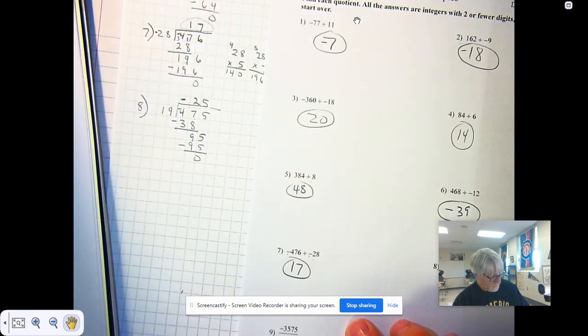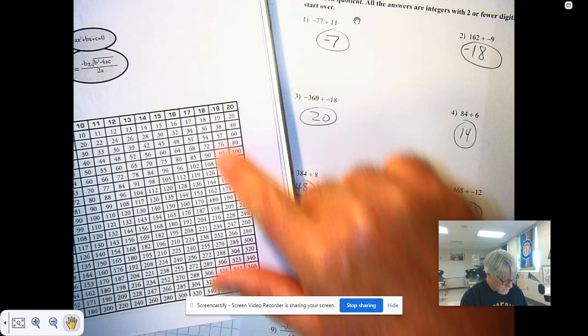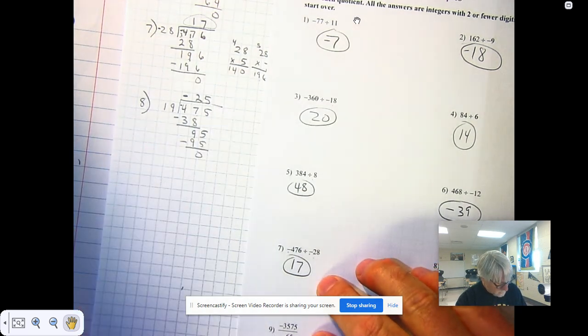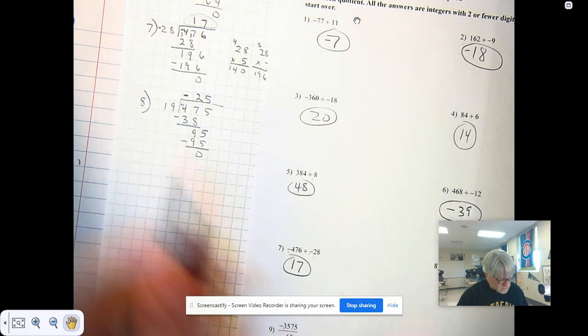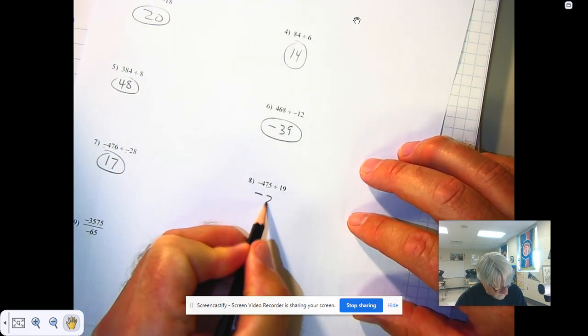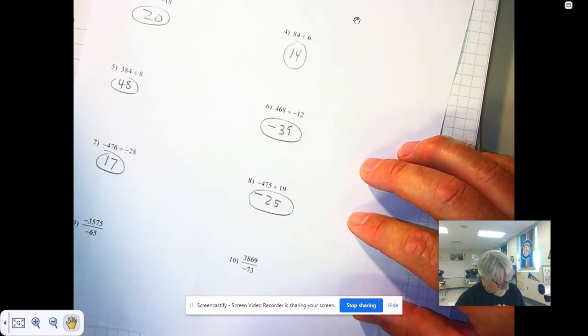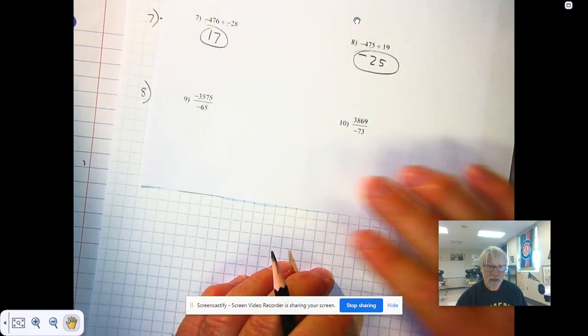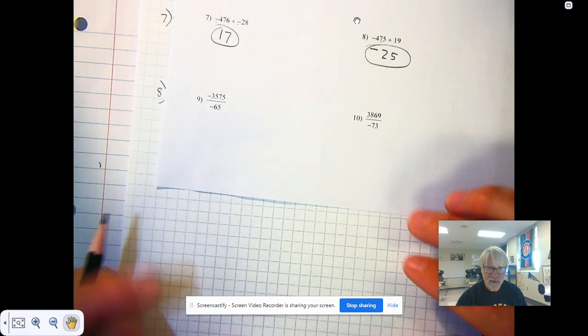I brought down the 5. I looked under the 19. 5 times 19 was 95. Subtracted. Had nothing left. So I know my answer, again, is negative because the signs are different. Negative 25.